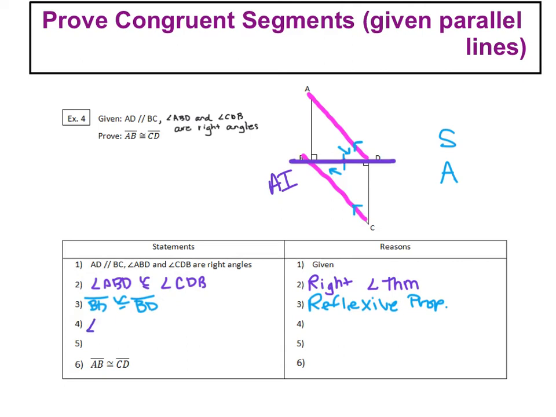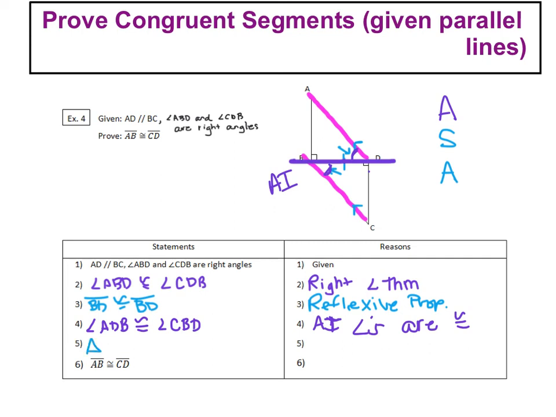We can say that angle ADB is congruent to angle CBD. And the reason is just that alternate interior angles are congruent. Alright, so now we have this angle and this angle. So we've got an angle, another angle, and an included side. So we have angle, side, angle. That's enough for us to say that the triangles are congruent.